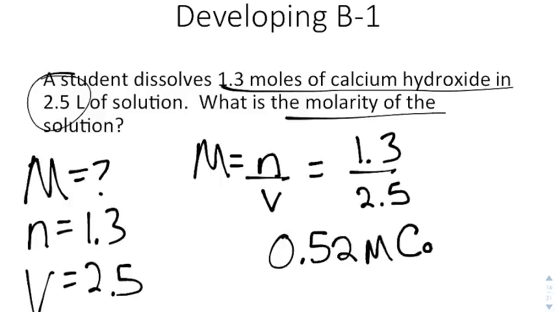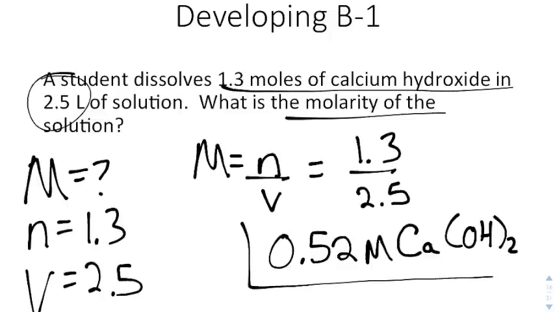So I would say Ca(OH)2. This right here is the proper way to express the molarity of a substance. You have to say what the molarity is and then what the substance is that you're referring to the moles of.